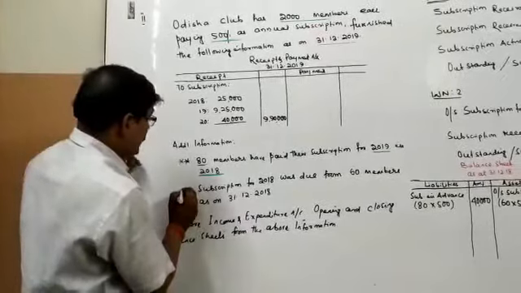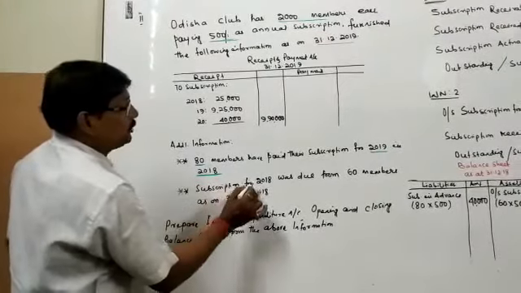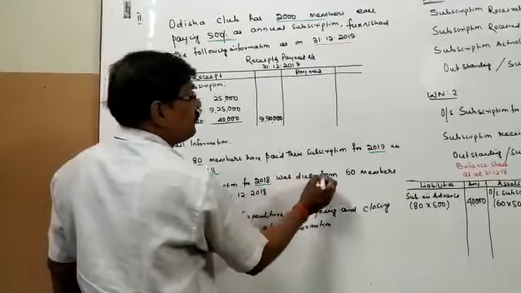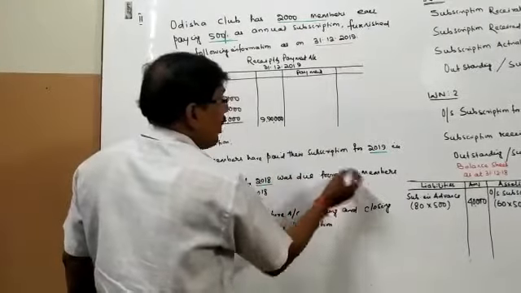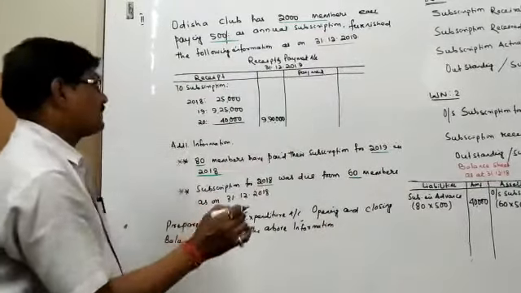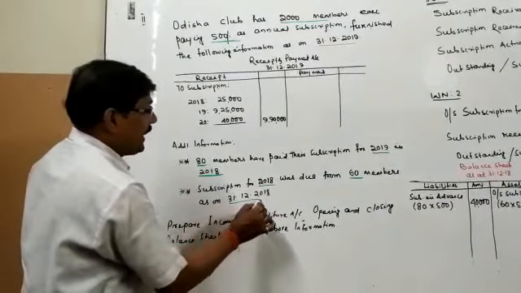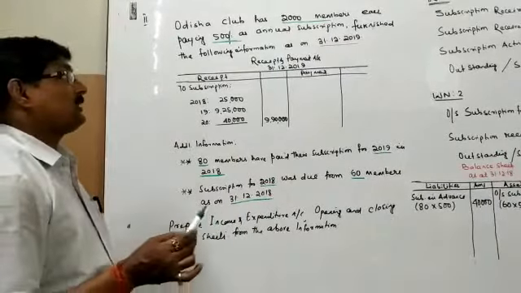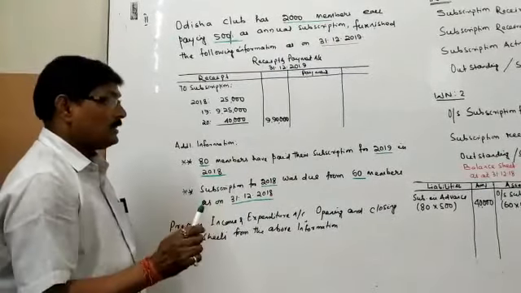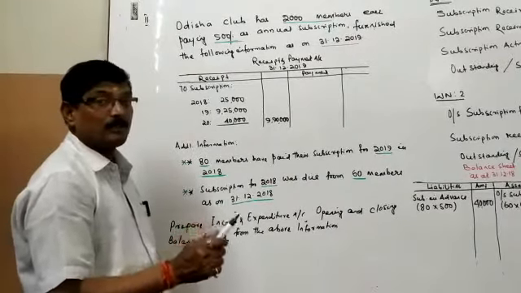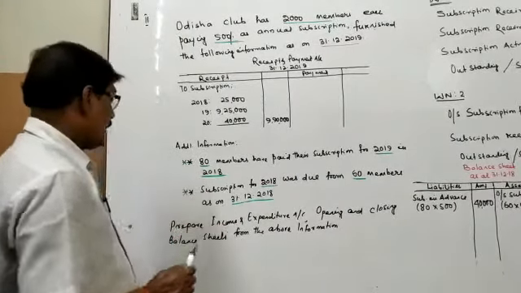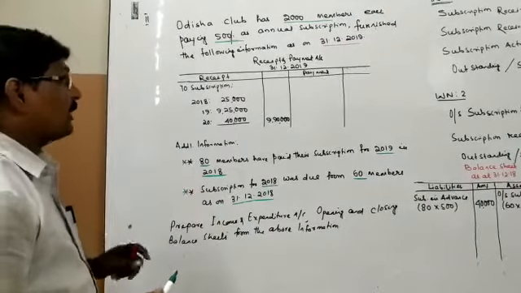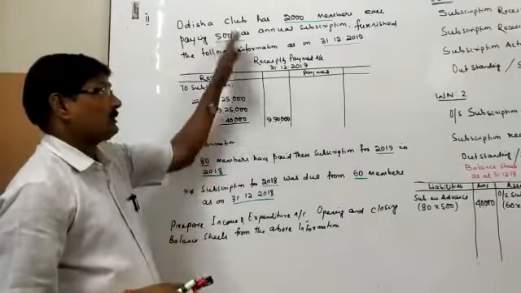Next, subscription for 2018. Subscription for 2018 was due from 60 members. That is 60 members, they have not paid their dues as on 31st December 2018. That is 60 members last year ka paisa diye nahi hai. Right, 60 members last year apna subscription diye nahi hai, right? And we are asked to prepare the income and expenditure account, opening and closing balance sheet from the above information, right? Ab question samajh aa gaya.